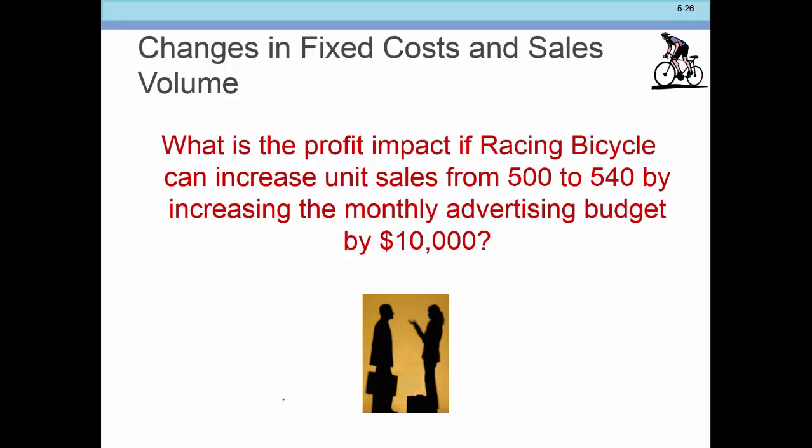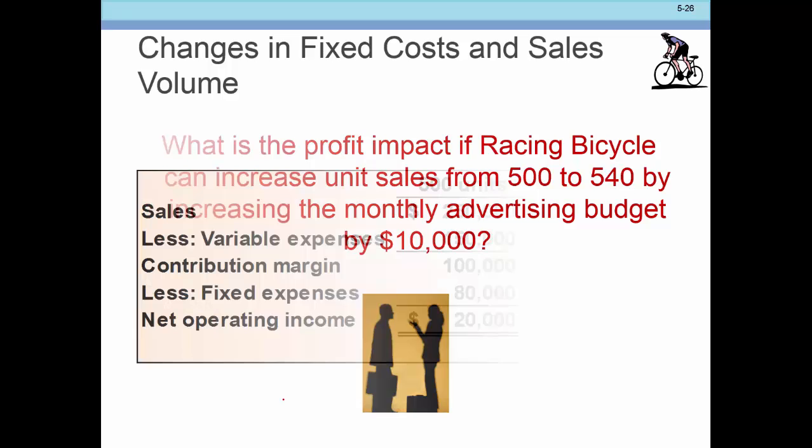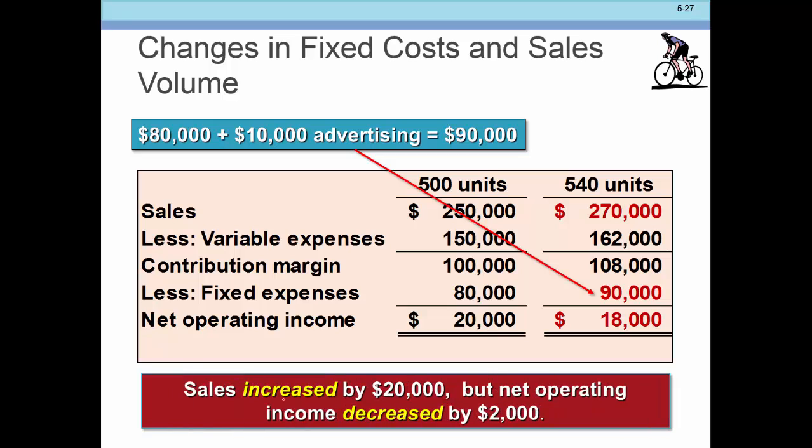You want to run some numbers? Okay. Let's go ahead. Let's run some numbers. See what we come up with, right? And so what happens? We're sitting here and we have what? This is the current situation. $500 per bike, 500 bikes, right? Our variable cost. Our operating income is $20,000 if we stick with the current plan, right?